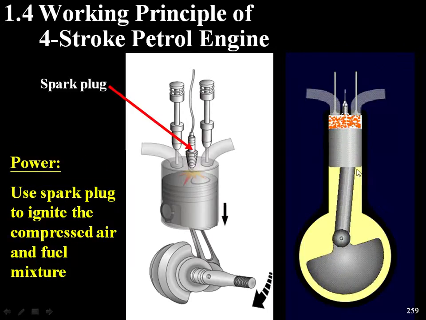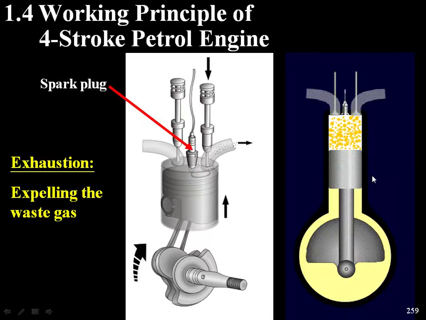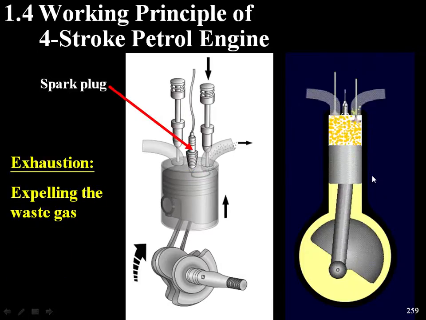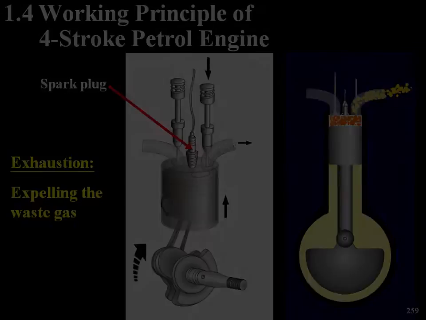The third one is power. The spark plug forms a spark at the spark plug tip to ignite the compressed air and fuel mixture in the cylinder, so the piston pushes down. The last one, exhaust. The piston pushes up, expelling the waste gas. So this is the working principle of a 4-stroke petrol engine.